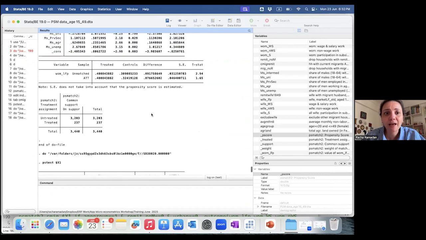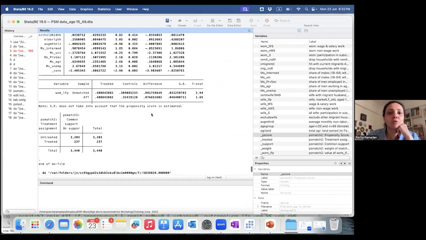So let's return back to the average treatment effect on the treated. What can we conclude from the table, from the average treatment effect for the treated, this line? Anyone would like to?